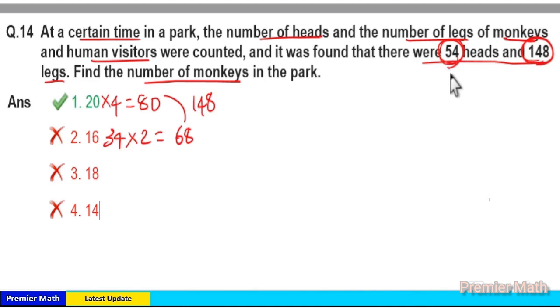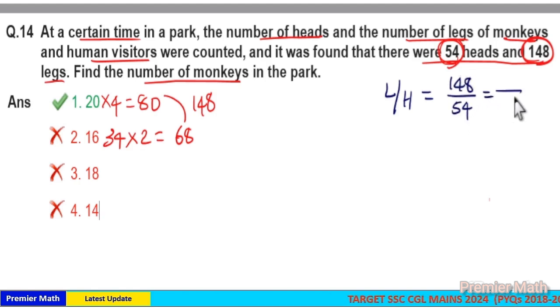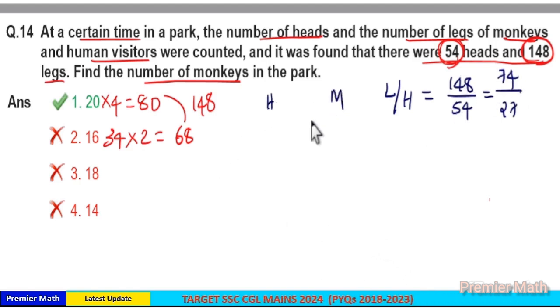Actually, here instead of 54 and 148, if the numbers are larger, you need to use allegation method. So to solve it in allegation method, take the legs per head ratio, which is 148 divided by 54. 2 goes 27 times in 54, 74 times in 148. Now take the legs per head ratio for humans and monkeys. For human, 2 legs per head. For monkeys, 4 legs per head. Now on an average, there are 74 by 27 legs per head here. That is, the average of 2 and 4 here is 74 by 27.